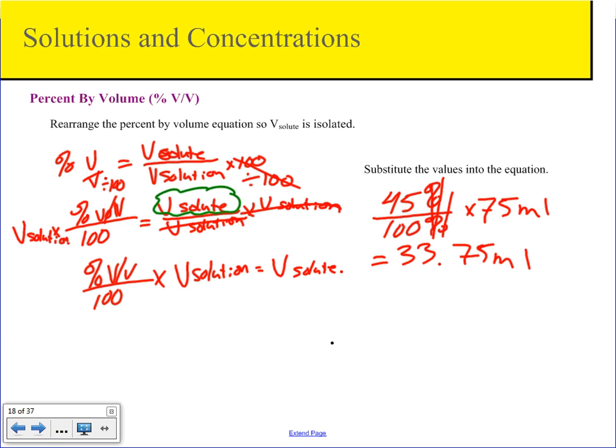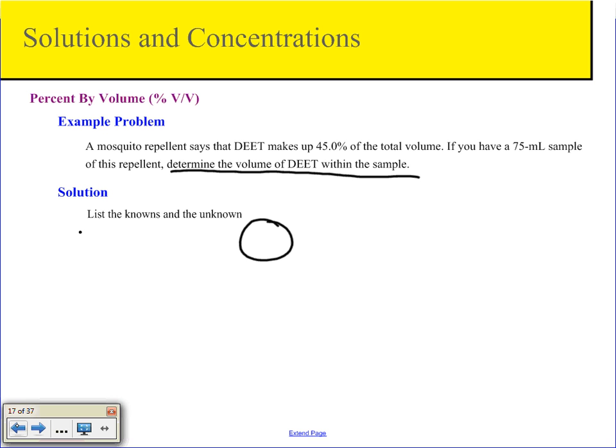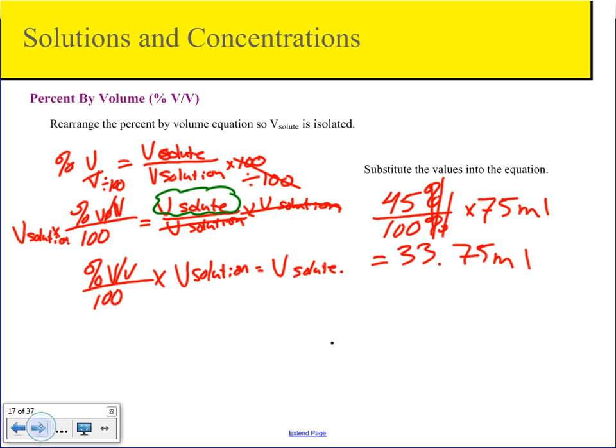All right, so if we look back here, and I look at my knowns and unknowns, this has 75 milliliters, which has two significant figures. That is very important because as I come over here, I need to now report my answer in two significant figures, which in this case is going to be 34 milliliters. Checking my answer. So the repellent sample contains 34 milliliters of DEET.